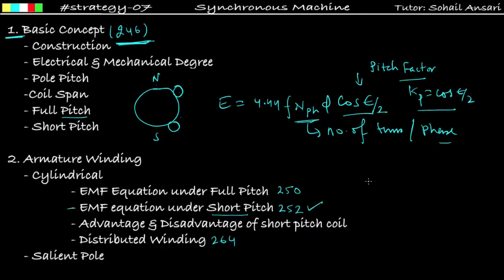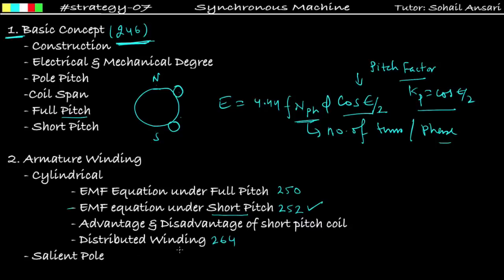So why is short pitch winding done? Short pitch winding is done in order to remove the harmonics. Although the EMF induced under short pitch coil is less than the EMF induced under full pitch, it will reduce the harmonics. Also, conductor material will reduce, cost will decrease, and due to lesser harmonics, hysteresis loss and eddy current loss will decrease. So these are all the advantages of short pitch winding, but there is only one disadvantage, that is the RMS value of EMF will decrease.